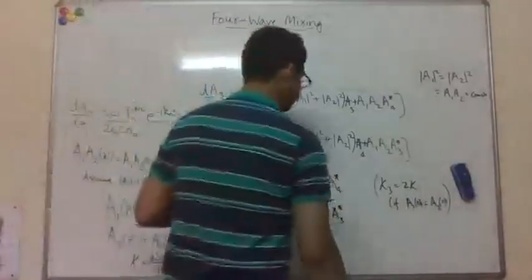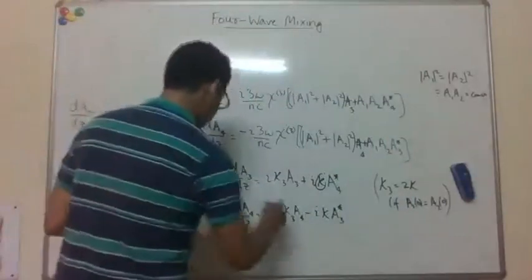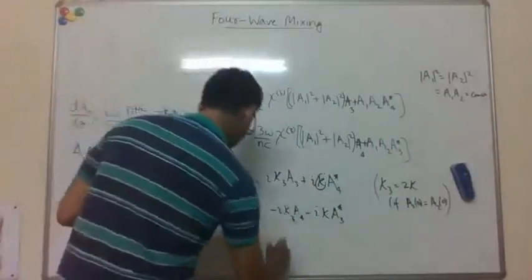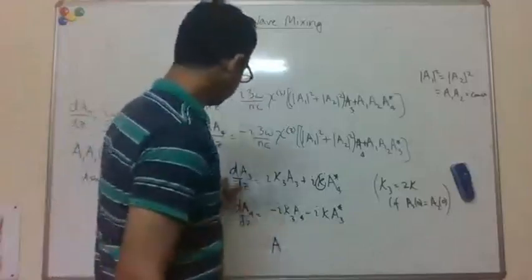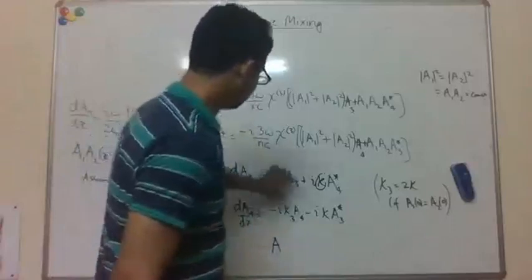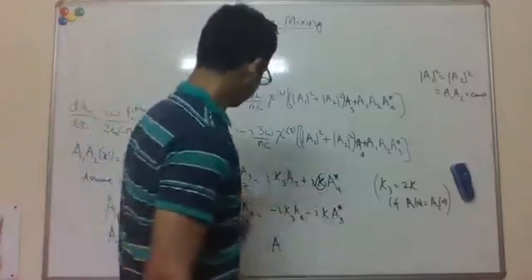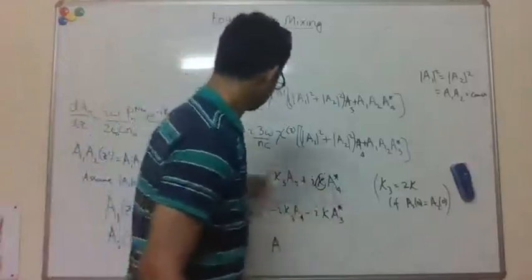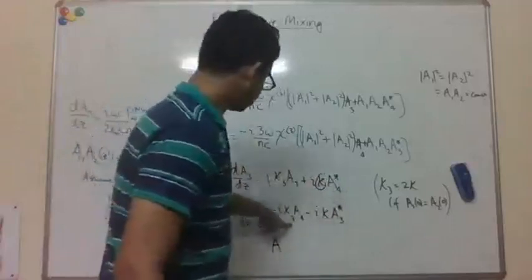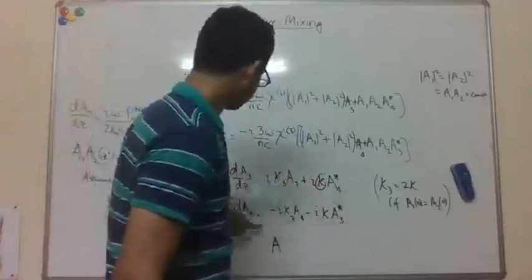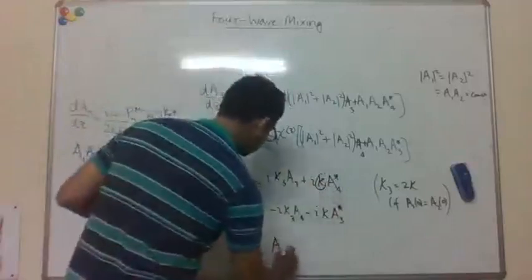Okay, so we can simplify these equations a bit further. We do a change of variables basically. It would have been easy to solve if we didn't have these terms, right? If we just had dA3 by dz equal to something times A4, dA4 by dz equal to something times A3, then we sort of know how to solve them, right? But we have these sort of self-phase terms which are coming in here. So we can get rid of them by doing a change of variables.